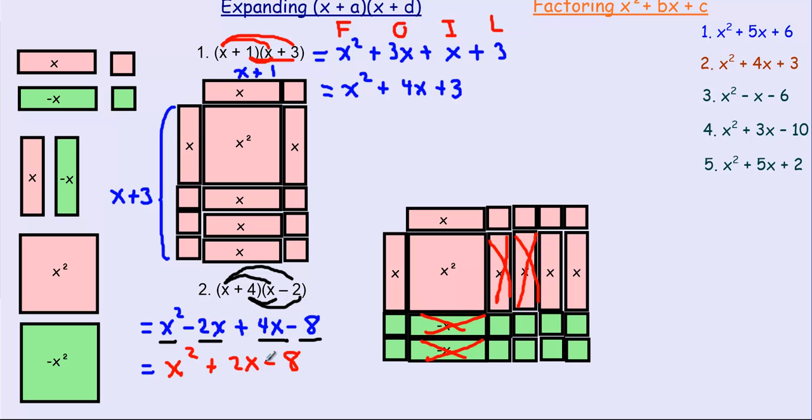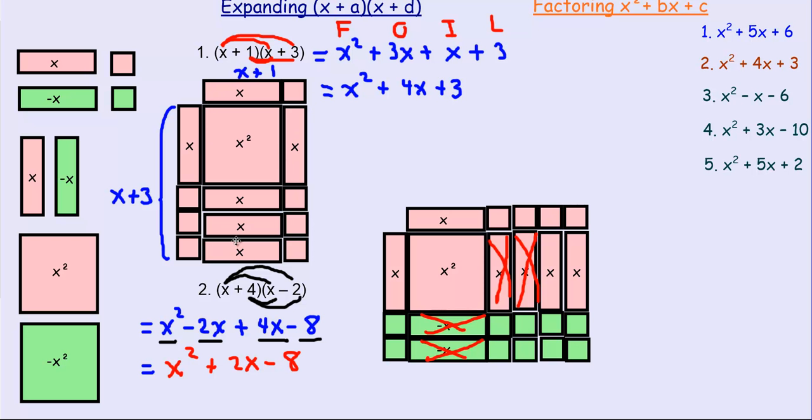Now, factoring. So let's say instead you were given the expression x squared plus 4x plus 3 and you're asked to factor it. Factor it means to put it back in this form. What two binomials would multiply together to give me x squared plus 4x plus 3? So the way we can do this using algebra tiles is to say, well, how would we arrange an x squared, four x's, and a 3 to make a full completed rectangle or square?